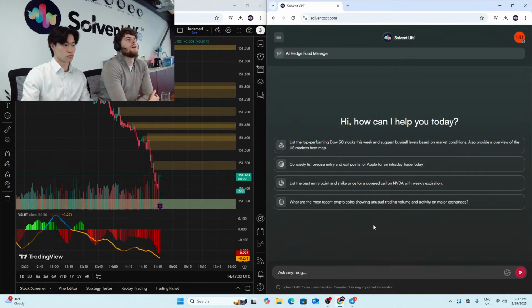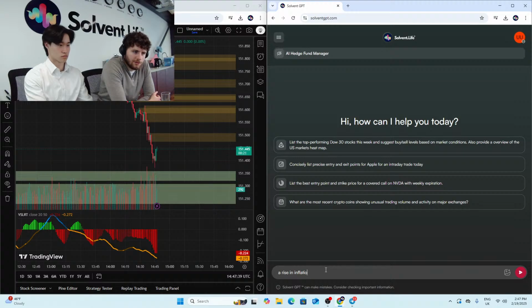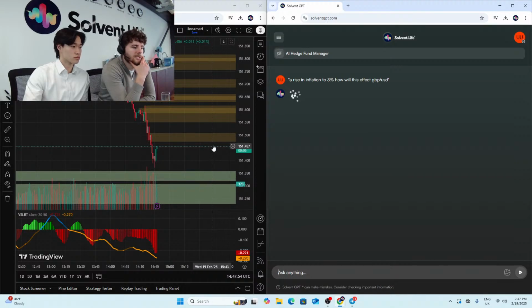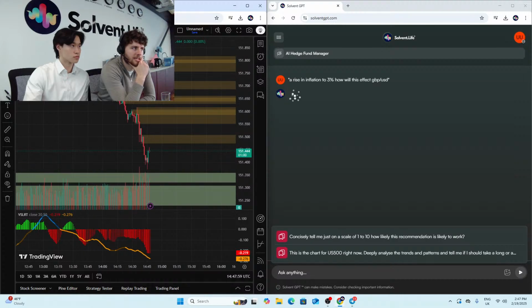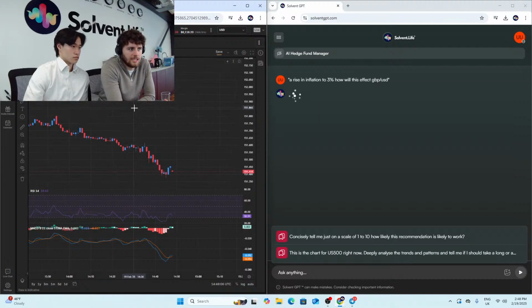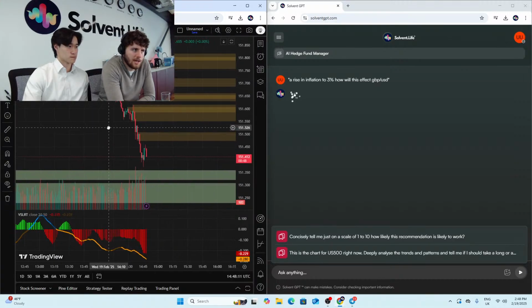So we will ask, a rise in inflation to 3%. How will this affect pounds to dollar? Fantastic. So we'll see what the GPT thinks and what sort of information it gives us. Whether we can take a trade off this or not will depend purely on what the software thinks will be the best move, whether we should wait and see how conditions adapt or react. It's very much dependent on how the GPT views this.